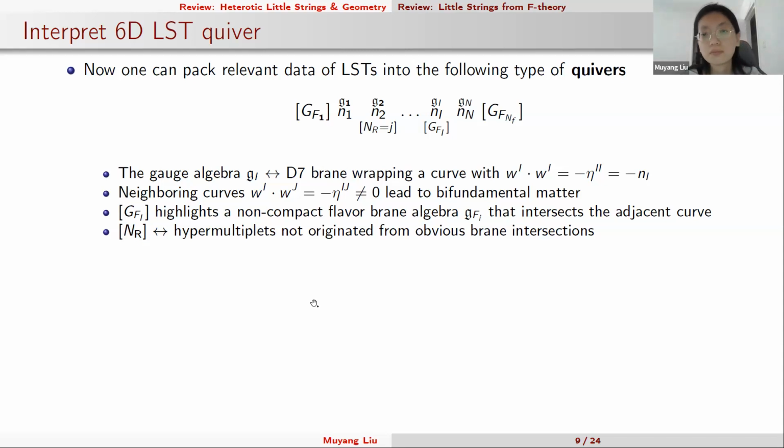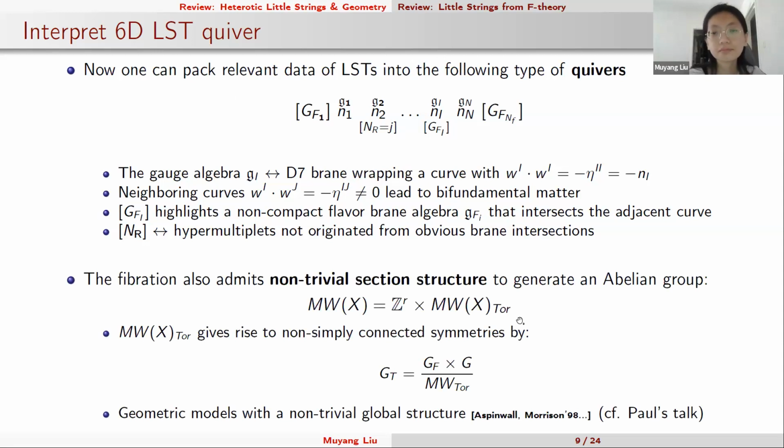So we have the gauge algebra, denoted by the 7-branes wrapping a curve Sigma_i, with self-intersection -n_i. And once neighboring curves have non-vanishing intersection numbers, we interpret that those two neighboring gauge nodes form a bifundamental matter. And we use the square bracket [G_F^i] to denote the non-compact flavor brane algebra G_F^i that intersects the adjacent curve. And those N_i refer to hypermultiplets that do not originate from obvious brane intersections, that we cannot easily see in the geometry correspondingly.